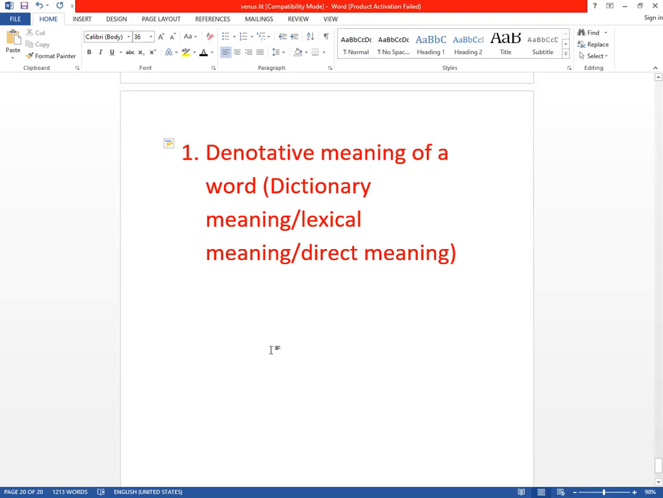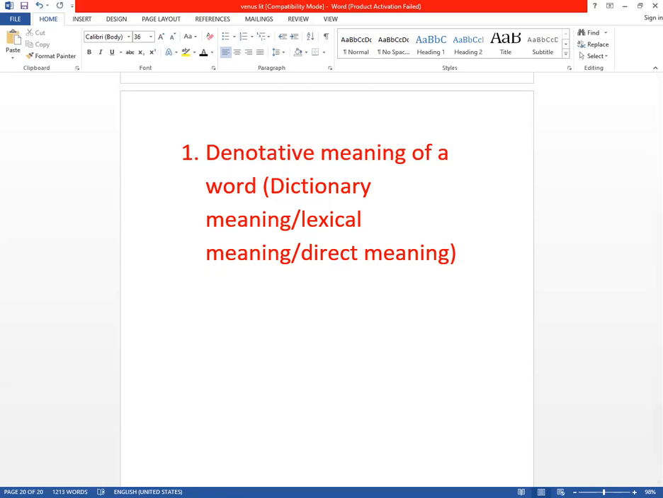To understand denotative meaning you need a dictionary, because you refer to a dictionary and find out the word meaning. That is denotative meaning. Or dictionary meaning, lexical meaning, direct meaning. Very simple. Take the dictionary into your hand.